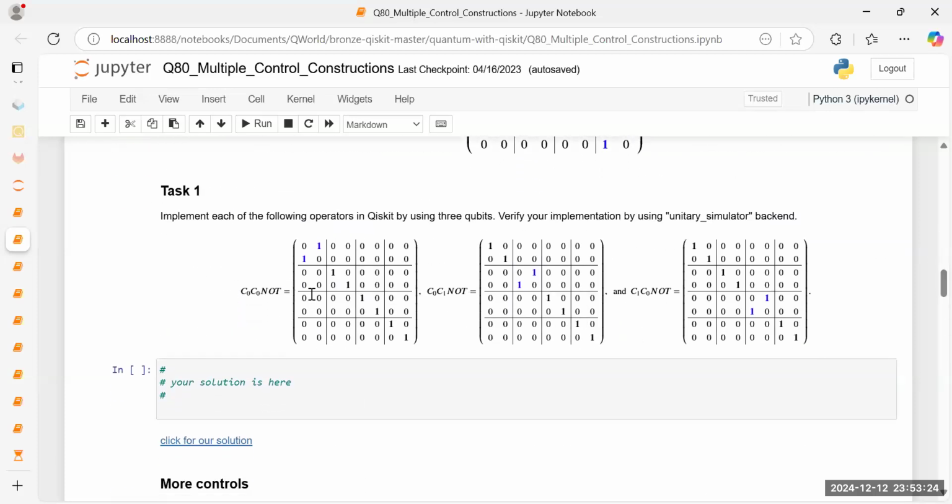And we have some variations of this here. So here, when both of our controls are 0, then we apply the NOT. When we have 0, 1, we apply the NOT, or when we have 1, 0, we apply the NOT operator. To accomplish this, we'll just utilize X gates for both of our qubits. Here, we'll utilize an X gate for the first, and here we'll utilize an X gate for the second qubit.